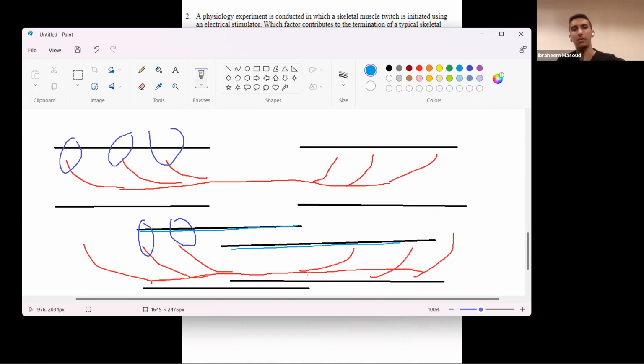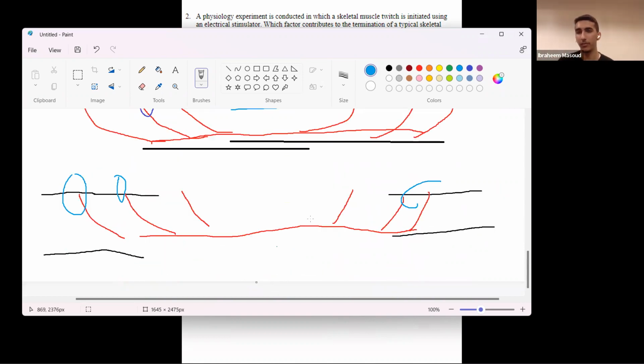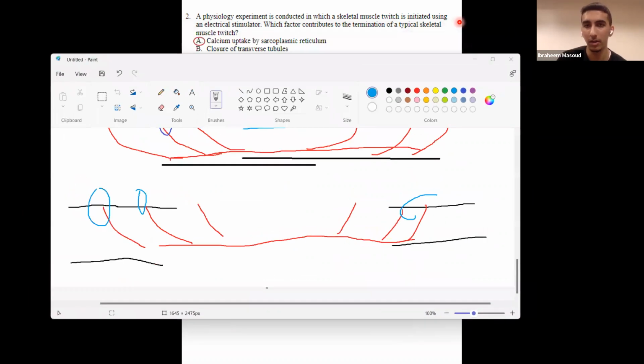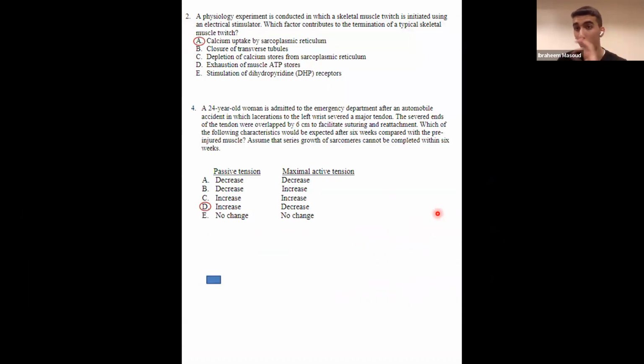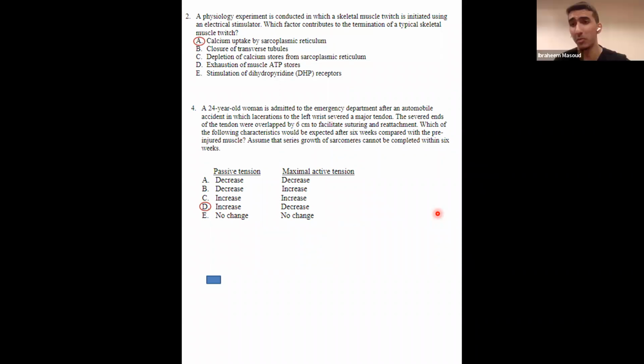And this is just saying that if it's compressed or stretched, same idea. You got that? Basically, passive means the muscle is just being stressed, and active means the muscle is stressing itself, right? That's 100%. The muscle doesn't do anything. You do the work, not the muscle. Okay, let's go to the next question.